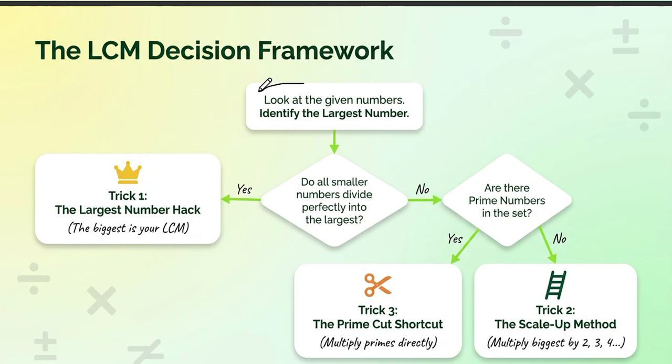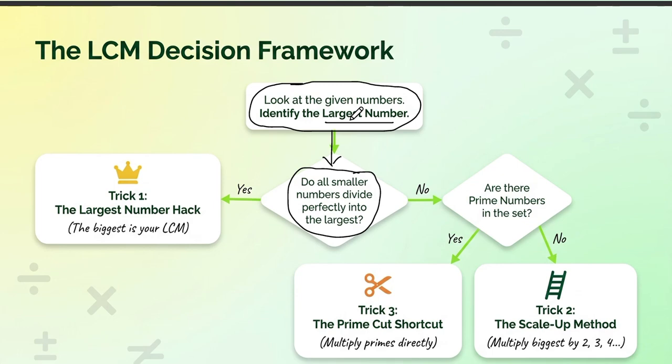In the starting, you have to look at which number is largest in your question. Identify the largest number. The second step is to check whether the remaining smaller numbers divide your larger number perfectly or not. If the answer is yes, then the biggest number is our LCM. Question is over. If the answer is no, in that case we have to check whether the numbers are prime or not. So we have another two tricks to find out the LCM. Let's crack these tricks one by one.